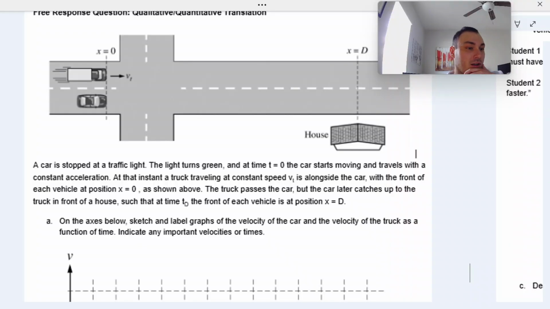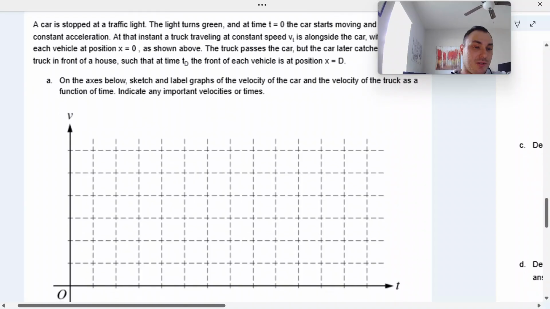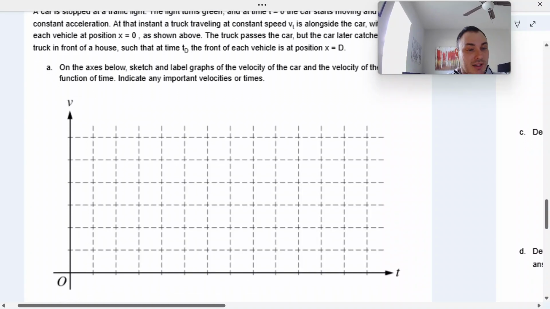So, can we kind of see what's happening here? The car is stopped, the truck zooms past the car, it's moving at a constant speed, but the car is going to accelerate and catch right back up to the truck, and then at this point right here, the car will overtake the truck. On the axes below, sketch and label graphs of velocity of the car and velocity of the truck as a function of time. Indicate any important velocities or times.